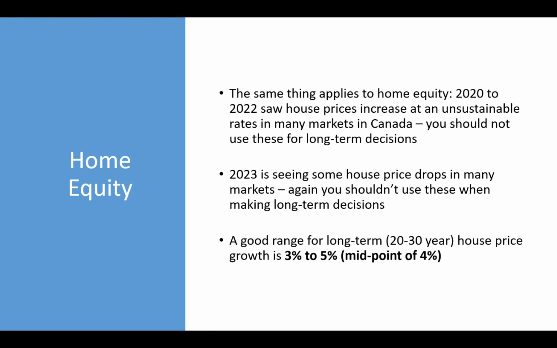So rather than using what's happening right now, think about the long term and what's going to happen with your house price. And again, the focus isn't on what's happening right now in the market, is it up or down? It's what's going to happen in the next 20 to 30 years.